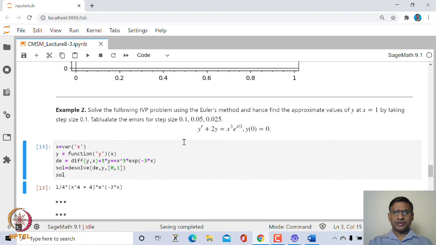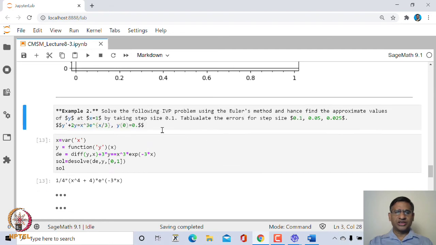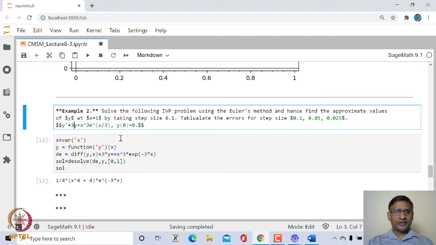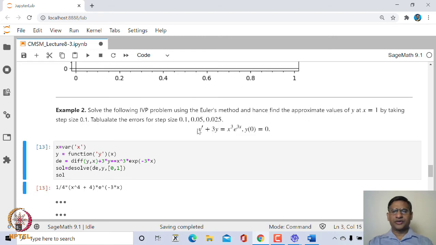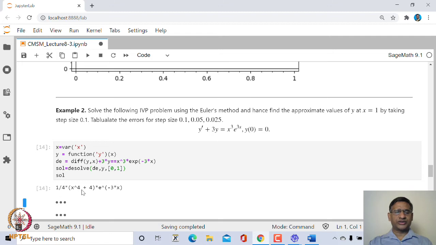okay, let me change this differential equation. Let us change this to 3y and this is 3x. I would have first taken that differential equation, and while solving I changed it while experimenting, right. So this is the differential equation. Its solution is given by 1 by 4 into x power 4 plus 4, and the whole thing multiplied by e to the power minus 3x, right.